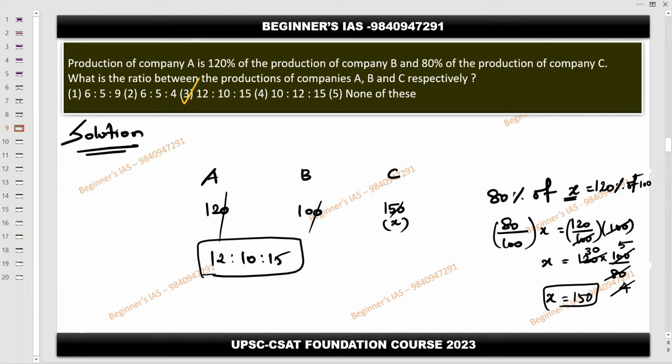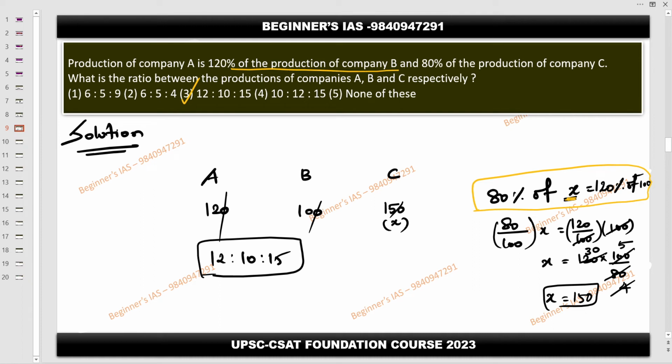Clear, everyone? How to calculate this? See, this is very important. That is what I keep on repeatedly asking you people. This is very important to calculate the C. Sir, can you explain again? Fine, listen. 80% of the production of C. That production of C, you don't know. What Deepthi has mentioned is, let us take it as X. So therefore 80% of that X is equal to 120% of the company B.